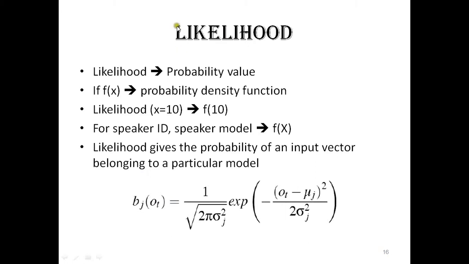So after building the speaker model, we have to perform the speaker identification task, and the measure that we choose to perform this task is the likelihood. Likelihood is essentially a probability value. So given a probability density function f of x, if we want to find the likelihood of x equal to 10, we simply evaluate the function at 10. So likelihood of x equal to 10 is just f of 10. So if we have a test signal and we obtain the features of that test signal and we want to see how well a feature vector fits into a model, we just evaluate that feature vector on the model's PDF.